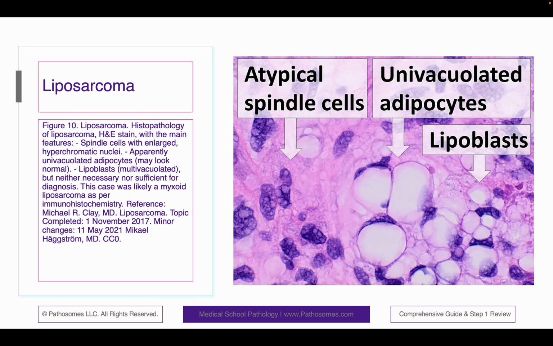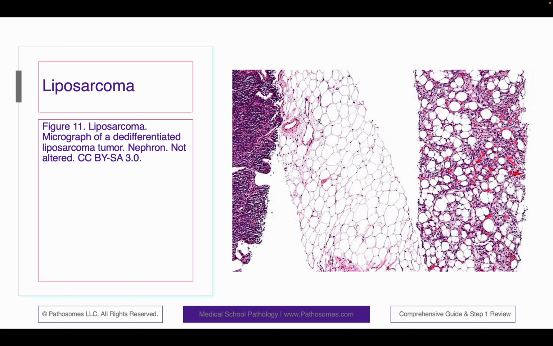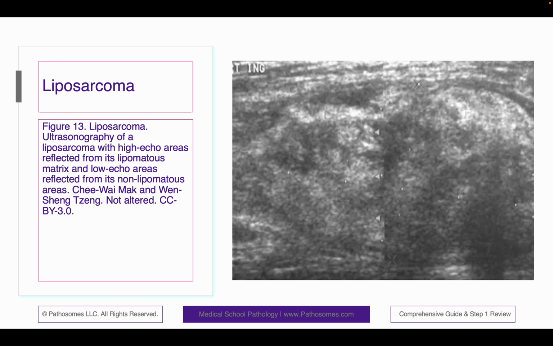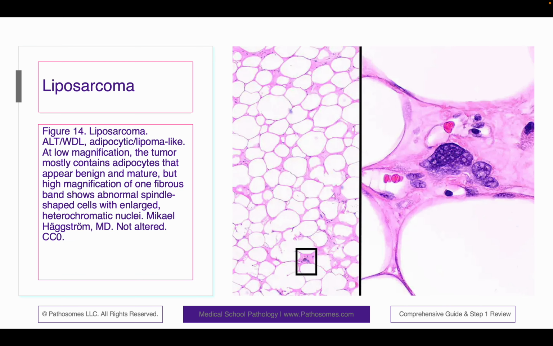And here we have higher magnification of liposarcomas. Note the lipoblasts and the univacuolated adipocytes and the atypical spindle cells. And here we have a micrograph of dedifferentiated liposarcoma. And here we have bone formation within a liposarcoma, and an ultrasound of a supposed liposarcoma, and more histology of liposarcoma.